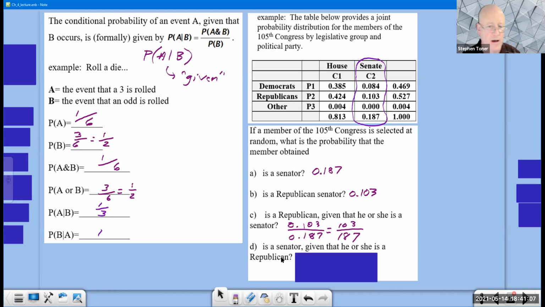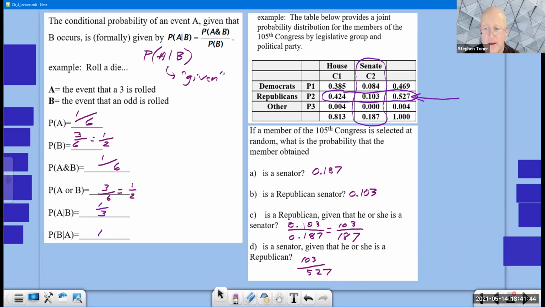Now I'm saying, what's the probability the person I choose is a senator, given that he or she is a Republican? I'm going, psst, hey guys, we're in that second row. I'm telling you it's out of those values there. Now I know there's not 527 people, but I'm basically in that row. And if that was a whole number, now that you know it's out of those 527, given that it's a Republican, what's the probability it's a senator? The answer will be 103 out of that 527. And that's what I have right there, 103 out of 527.